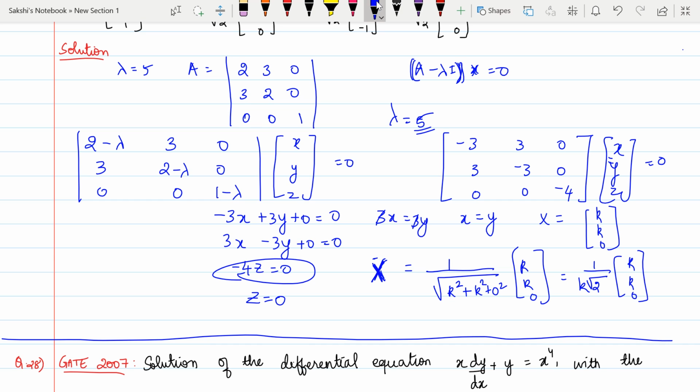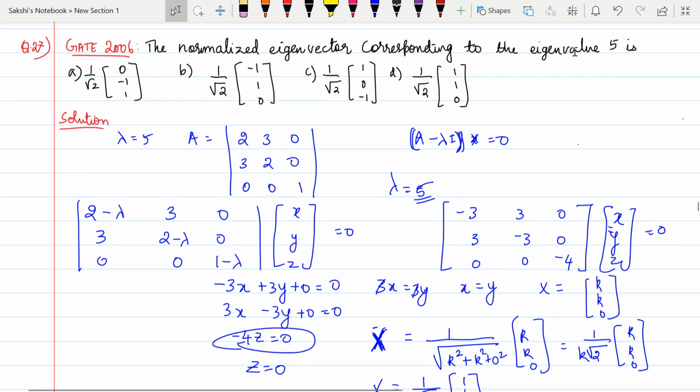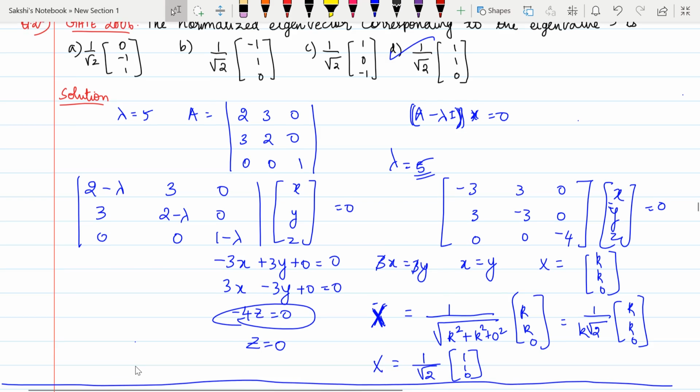So now we can assume a value for k. I'm going to assume the value for k to be 1. So when I put that, I get 1, 1, 0. Therefore, the normalized eigenvector will be option D, 1 by root 2, 1, 1, 0. So this is a simple question again, a continuation of the last problem, so you can easily gain 2 marks in this question.